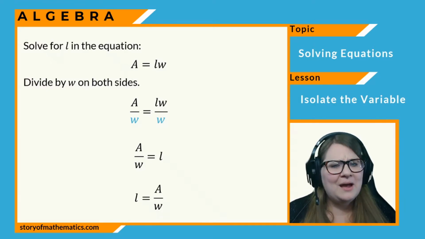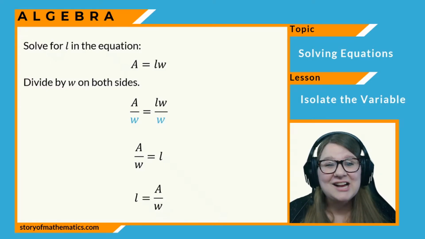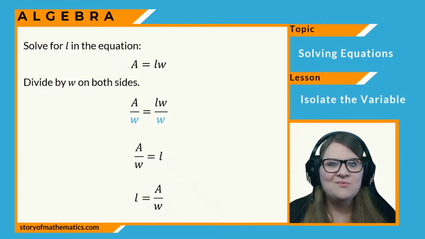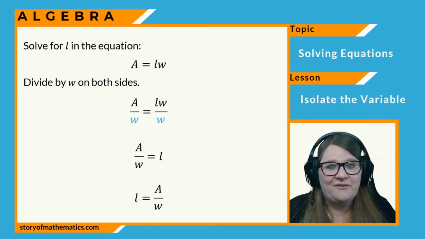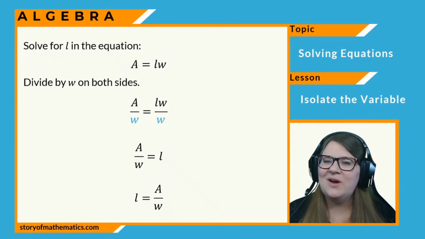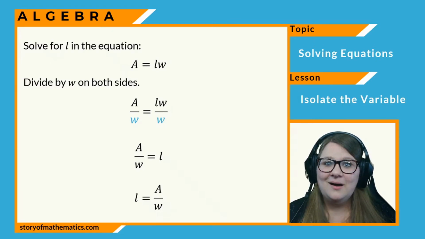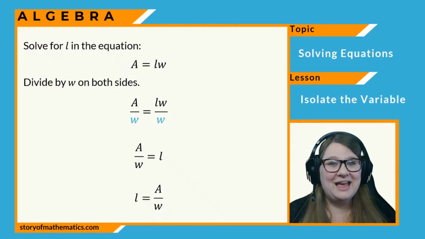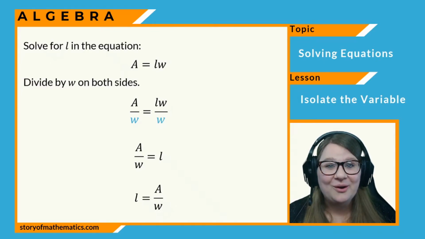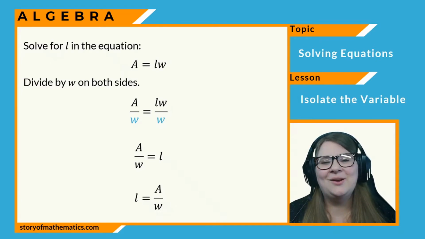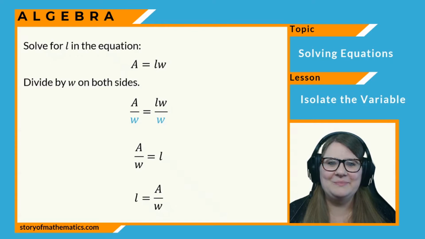Now, you may be asking, why would I have solved for L? Now, A equals L times W is actually the area equation for a rectangle where L is length and W is width. So if you know length and width, you can just plug those in and find the area. However, what if you know the area, but you don't know the length? Well, if you know the width, you can now plug area and width into our new formula that we've just created in order to calculate the length.